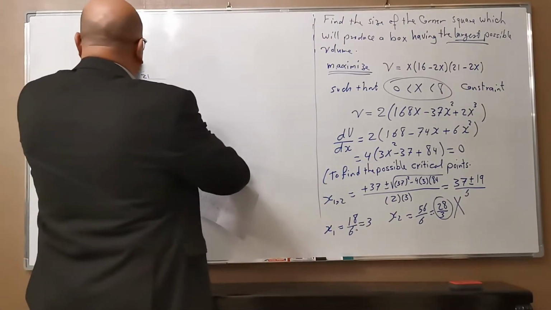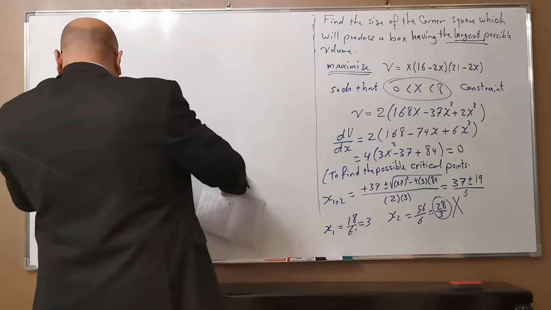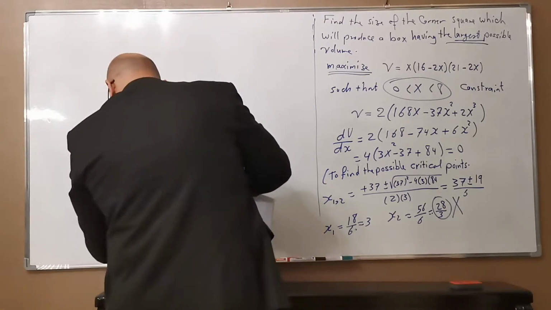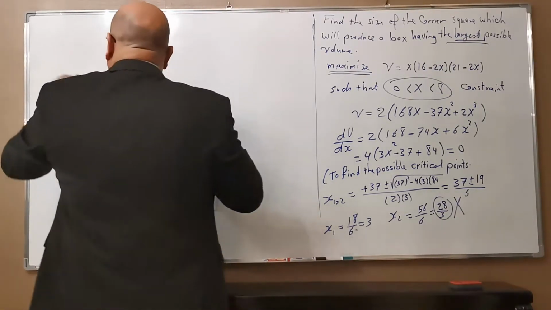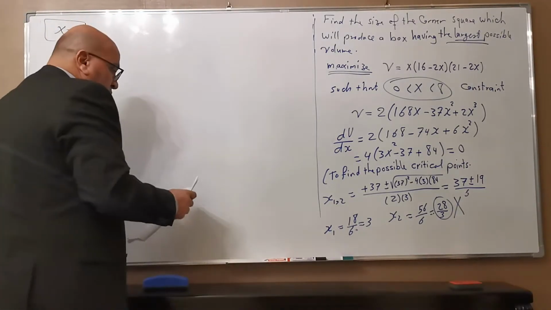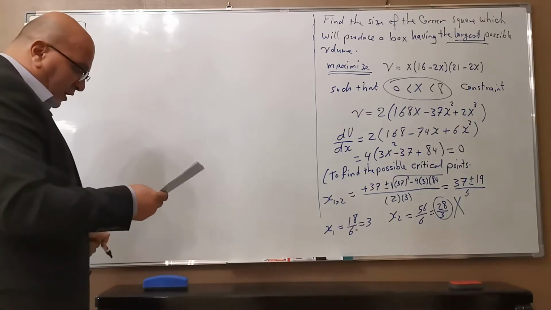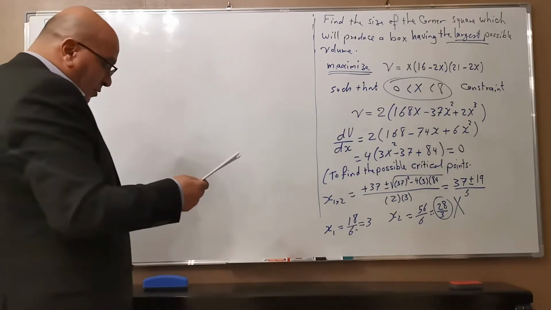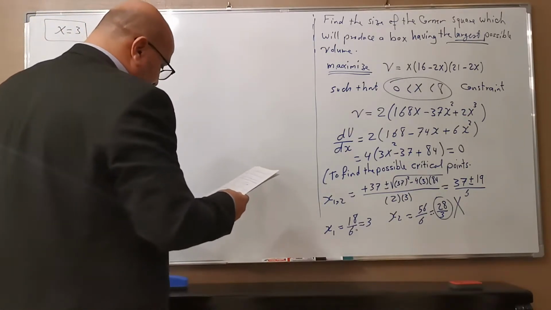So we have 2 critical points. One of them does not apply to our problem, and we have x equals 3. So this is what we are looking for, and we would like to make sure that this is a maximum. How to make sure that this is a maximum?